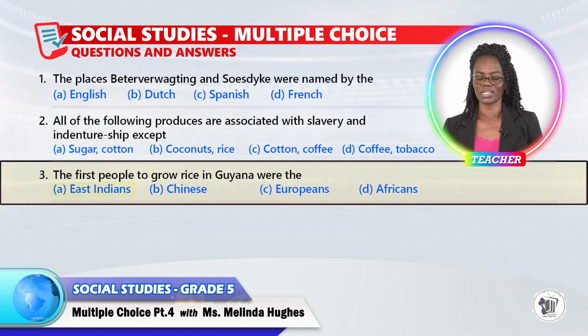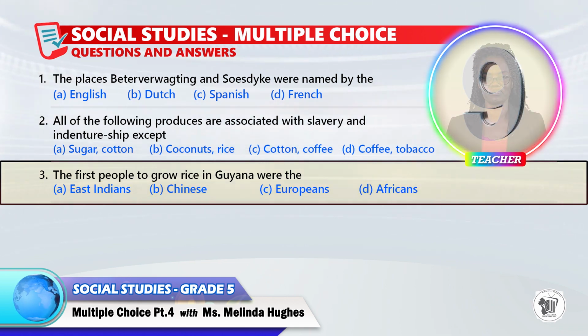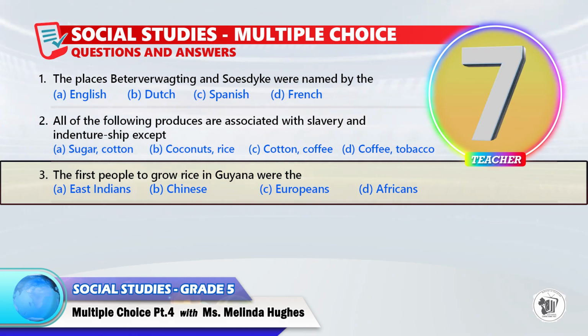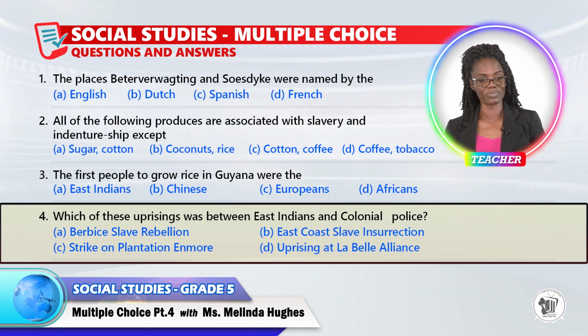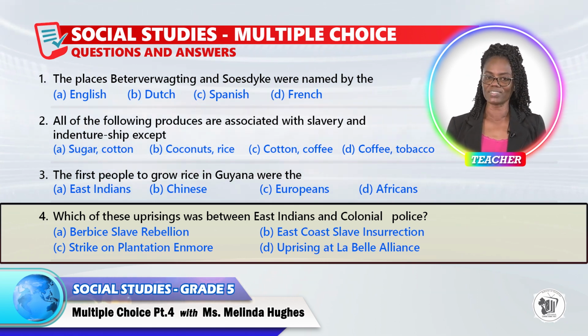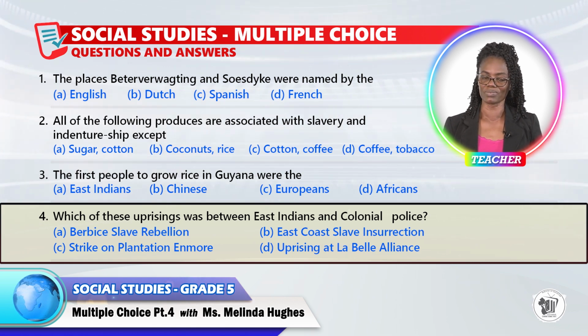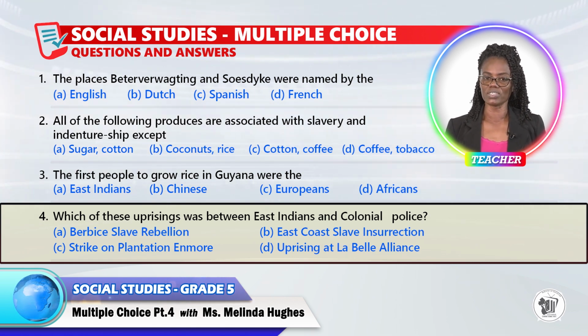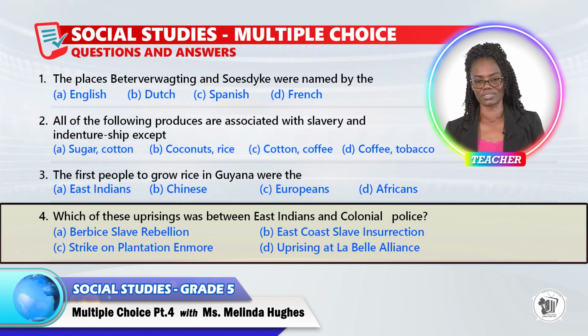Question 3. The first people to grow rice in Guyana were the A, B, C, or D. Question 4. Which of these uprisings was between East Indians and colonial police?